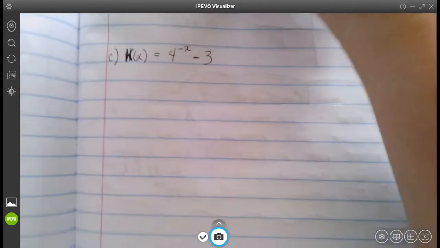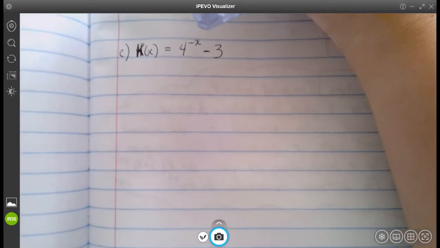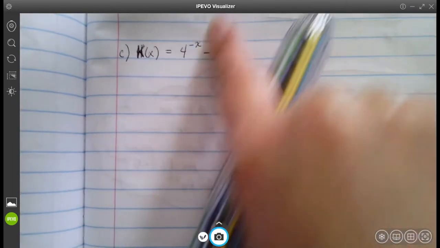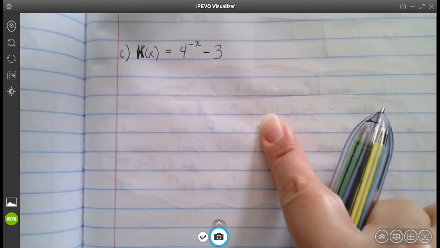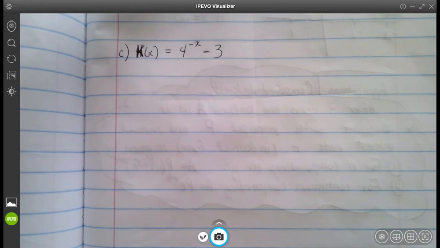We have one more. This is going to have a negative exponent. So that means the graph, instead of going this way, is going to go the other way. It's going to be decreasing. Okay, so let's go ahead and do our sketch for this one. But before we do that, let's describe the transformations.